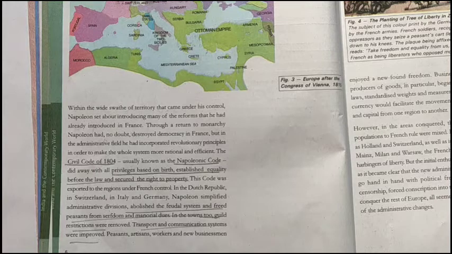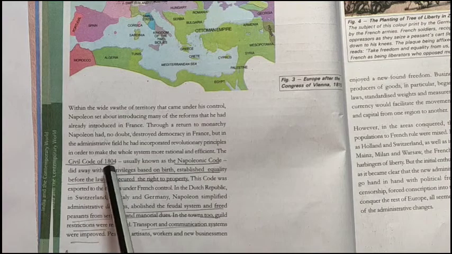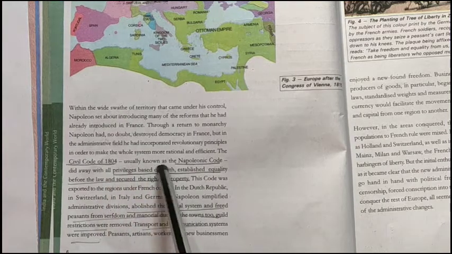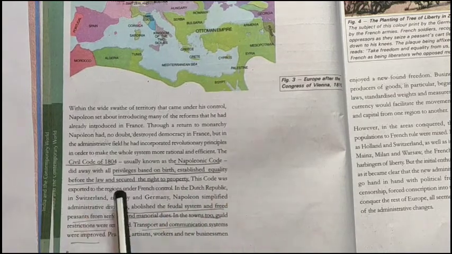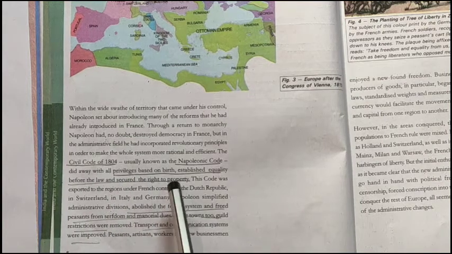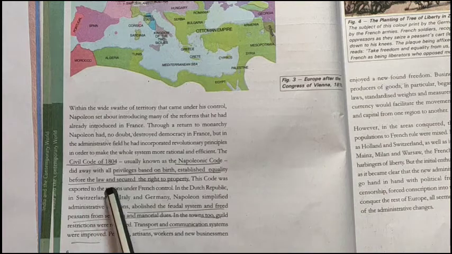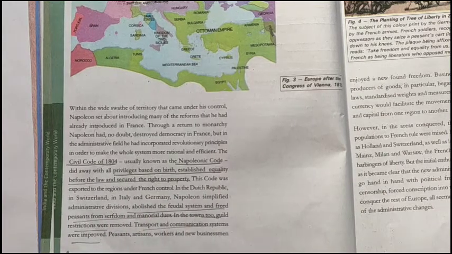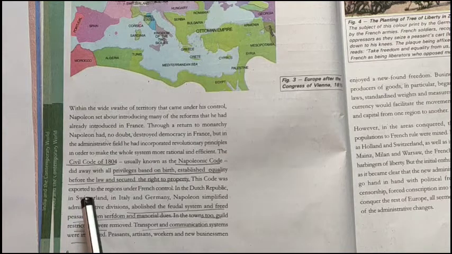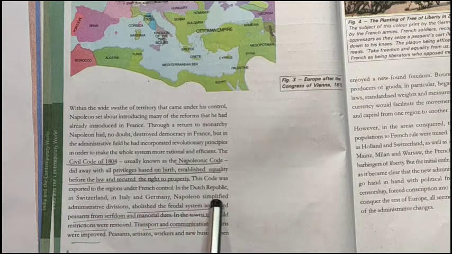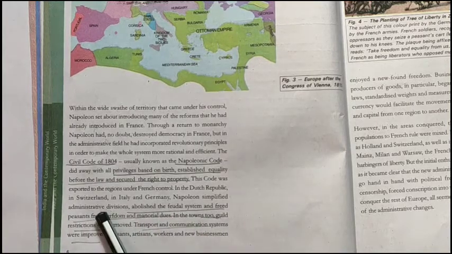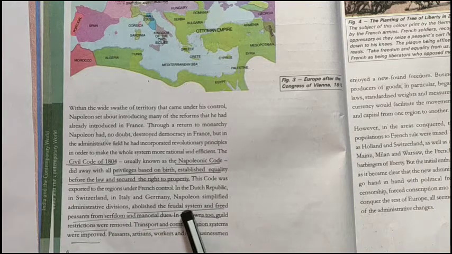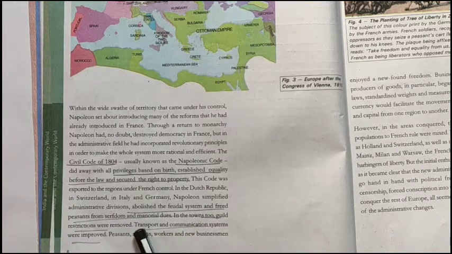But to balance that, Napoleon set reforms that citizens would enjoy. It was called the Civil Code of 1804, usually known as the Napoleonic Code. The Napoleonic Code abolished privileges based on birth, established equality before the law and secured the right to property. This code was exported to the regions under French control, in the Dutch Republic, in Switzerland, in Italy, and Germany. Napoleon simplified administrative divisions, abolished the feudal system, and freed peasants from serfdom and manorial dues.